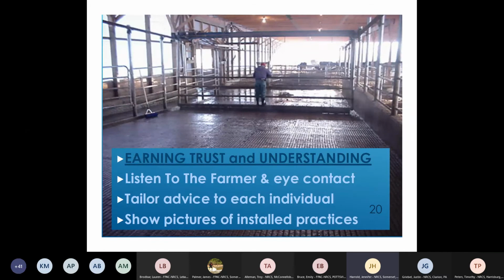So the big thing is talking to farmers and giving them eye contact, staying focused, and tailoring each visit and advice to the individual. I find it very handy to show pictures of installed practices. When Tim was here, we made a portfolio for ag practices, which I have one printed off when I go out to the farms. When you're trying to explain something to the farmer, or even to the field office if they're not familiar with it, showing them pictures of what we've done is very, very helpful.